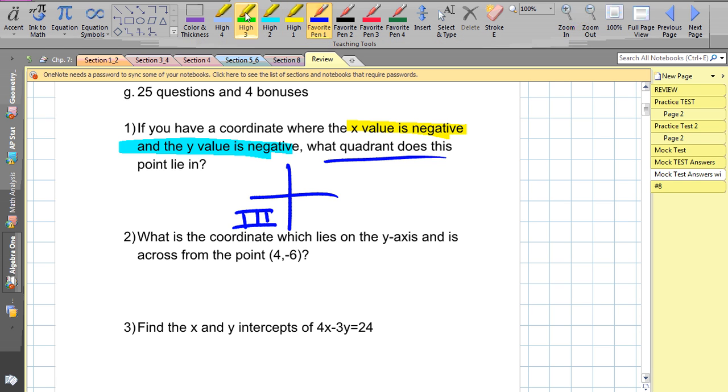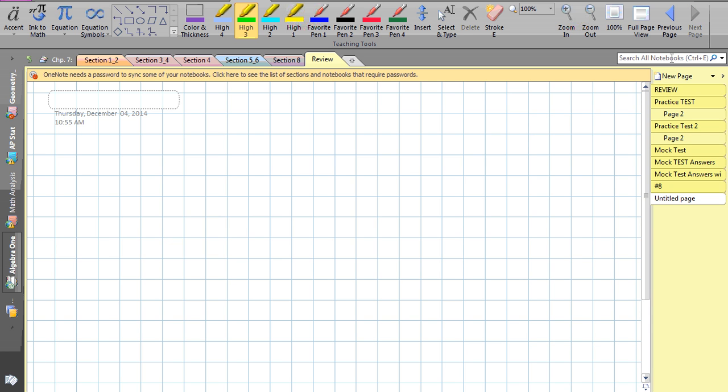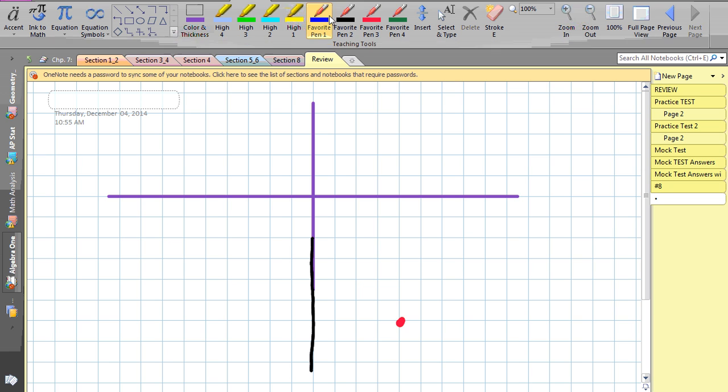All right, the next one here: what is the coordinate which lies on the y-axis and is across from 4, negative 6? So if I go to a new page in here, where is 4, negative 6? 4, negative 6 is located where? 1, 2, 3, 4. 1, 2, 3, 4, 5, 6. And now I want to know what is the point that's along the y-axis, which is across from this red point in here. Well, that's going to be this point in here.